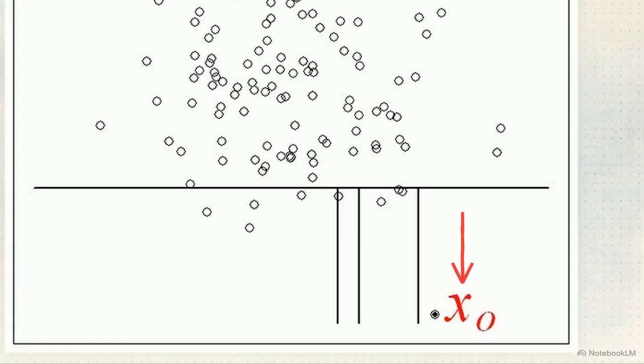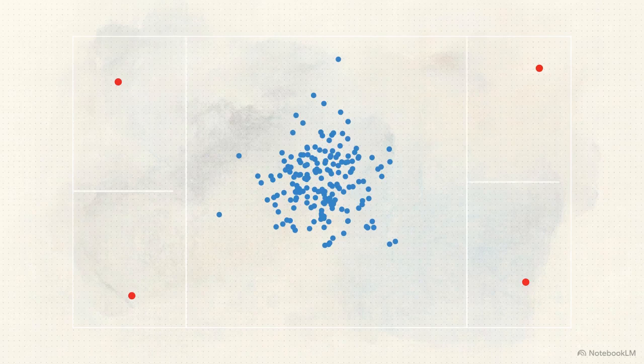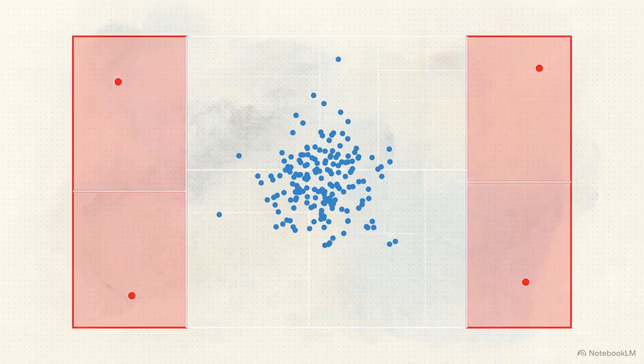Now look at the anomaly xo in the sparse margins. Far from the norm, just 3 partition lines isolated it completely. This reveals a direct mathematical rule. A shorter path of random splits directly correlates to a higher anomaly score. By using random partitioning, the anomalies are forced to expose themselves. The algorithm bypasses complex density or distance calculations entirely.